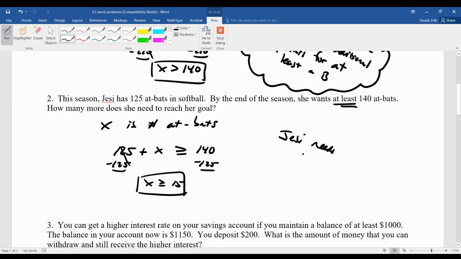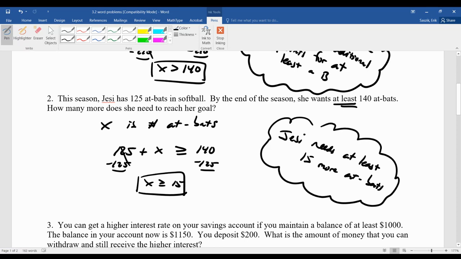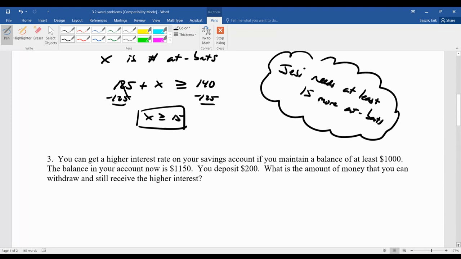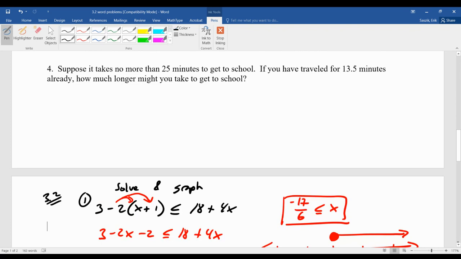So we get that, but again, we need a little sentence. Jessie needs at least 15 more at-bats to reach her goal. What's another way you could say it? Jessie needs 15 at-bats or more. That would work as well. Okay? I'm going to go to this last one, and then we'll come back and do number 3 in a moment.